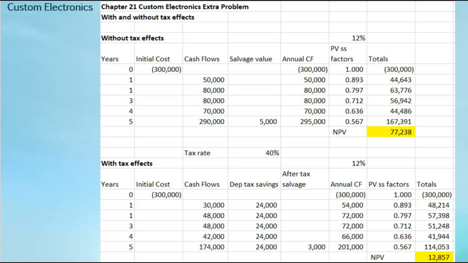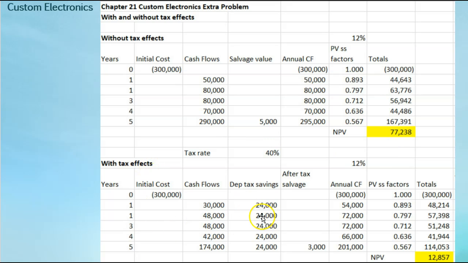And then finally, the one problem that I liked a lot was Custom Electronics. What's nice is that it's with and without tax effects. And just think that when you do these problems, what you're trying to do is get up to the annual cash flow. In the first one, without tax effects, we've got an outflow of $300,000 in the first year. Then we've got uneven cash flows, and then a salvage value comes in at the last year. You can add these together to come up with one amount to multiply times the factor to get the net present value. But let's do it now with tax effects.